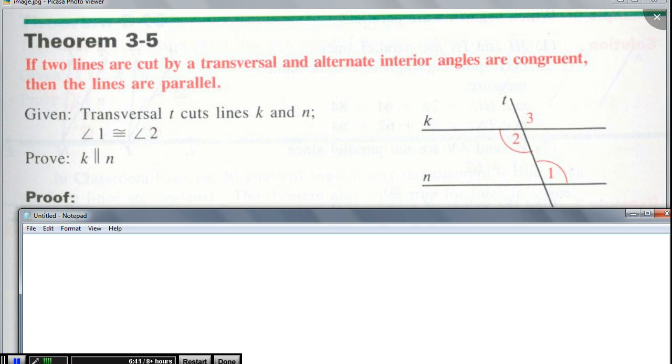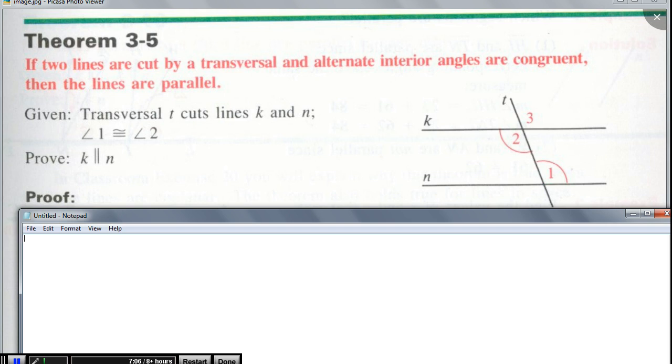Now, is there a way to show that angle 1 and 3 are congruent? Exactly. Angle 2 is congruent to angle 3 because these are vertical angles. And if 2 is congruent to 3, and we know 1 is congruent to 2, guess what? By transitive, 1 is congruent to 3, and we're done. Does that make sense? But that's not proving K.